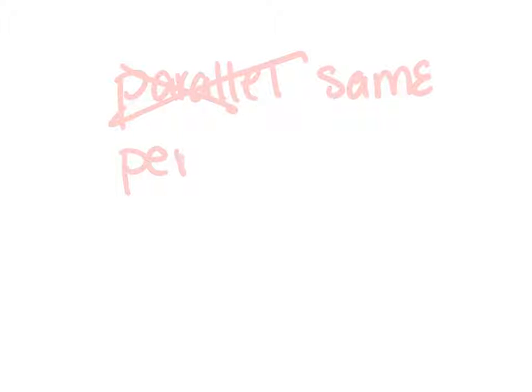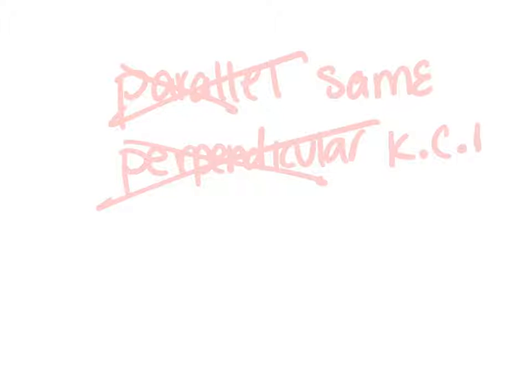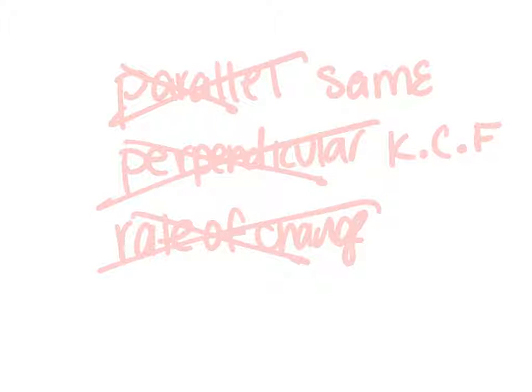So, what you need to remember before you take the test is when you see the word parallel, you're going to cross it out and you're going to write same. When you see perpendicular, you're going to cross it out and you're going to put K, C, F. You keep it, you change it, you flip it. If you see rate of change, you will cross it out and you're going to put slope. And that is your y2 minus y1 over x2 minus x1.